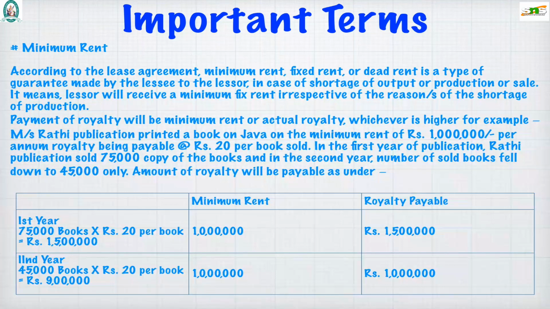The first year, 75,000 books into 20 rupees per book, so it is payable 15 lakhs. But the minimum rent is 10 lakhs. Royalty payable is 15 lakhs. The second year, the books sold were 45,000 books into 20 rupees. It's only 9 lakhs, but the minimum rent is 10 lakhs, so the amount of royalty payable is 10 lakhs.